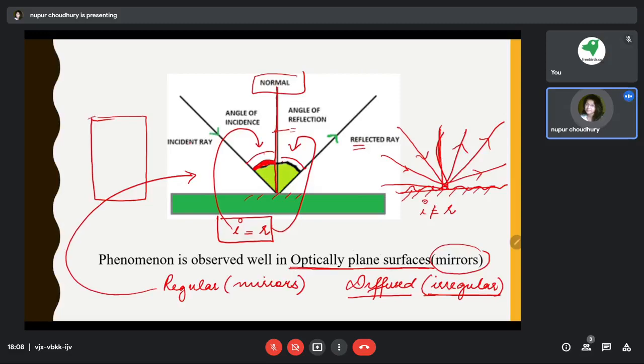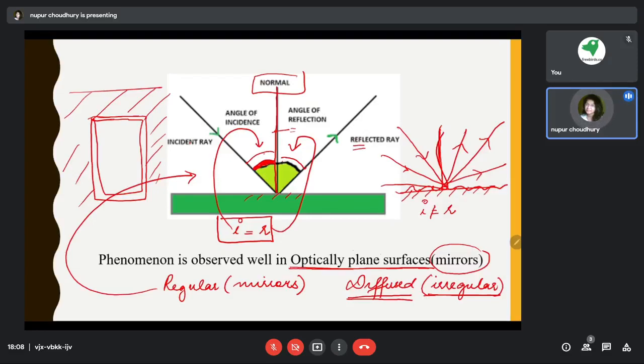The mirror that you use in your home is an optically plane surface. However, the wall in which the mirror is fitted is basically a rough or irregular surface, where diffused reflection would occur.